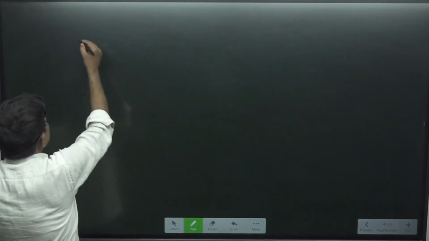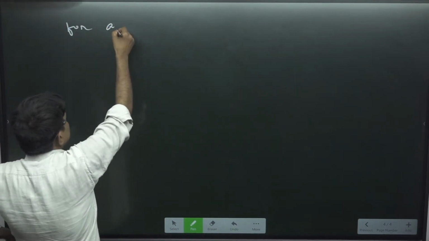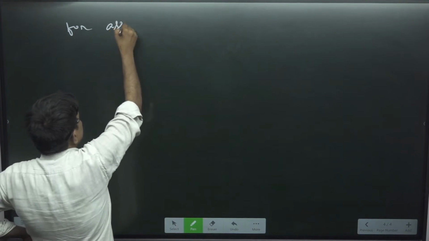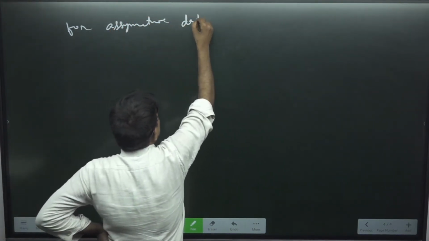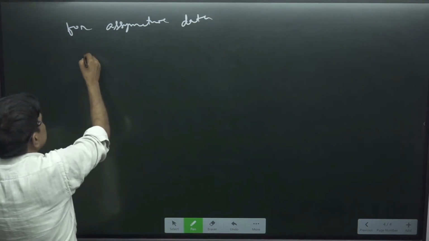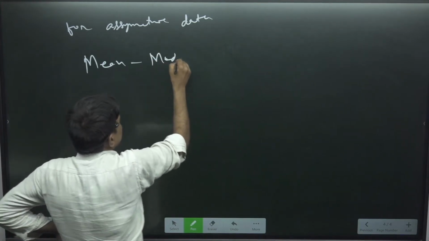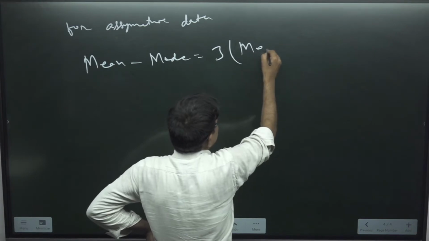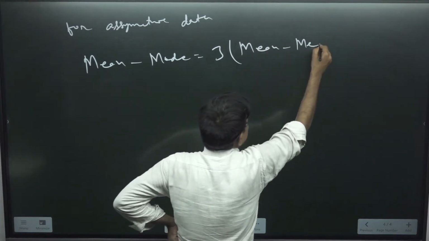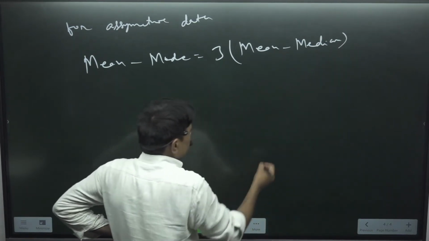Okay. So for asymmetric data, mean minus mode equals 3 times of mean minus median. This is the relation between mean, median and mode. Okay.